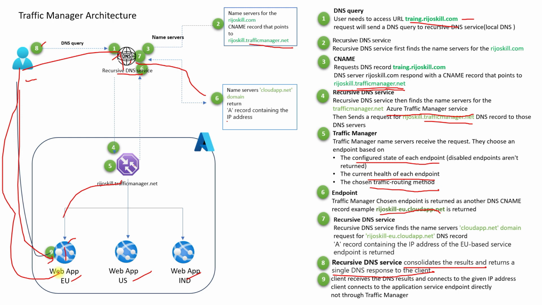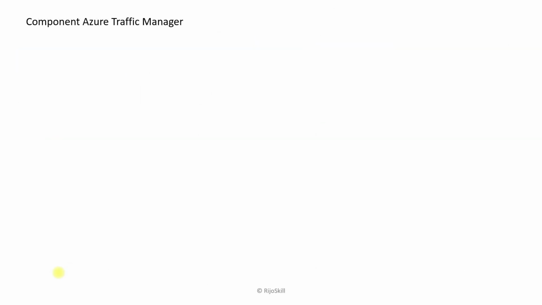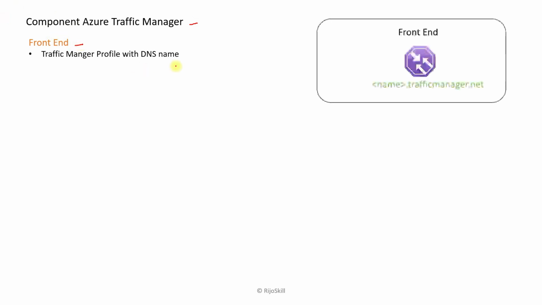So now we will go for our next slide. The next slide is the components of Azure Traffic Manager. What are the components available for Azure Traffic Manager? The first one is the front end. Front end is the Traffic Manager profile DNS name. Once you create the Traffic Manager, the DNS name is automatically generated. For example, if I create my name as Rejoskill, then it comes like rejoskill.trafficmanager.net.